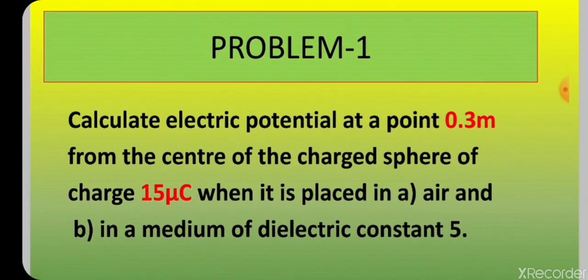Calculate the electric potential at a point 0.3 meter from the center of the charged sphere of charge 15 microcoulomb when it is placed in air medium and in a medium of dielectric constant 5. Here they have given the charge, 15 microcoulomb, and we have to find the electric potential at a point at a distance of 0.3 meter. We have to find this potential in air medium, and then check the potential in the other medium. We don't know what that other medium is, but it has a dielectric constant 5.